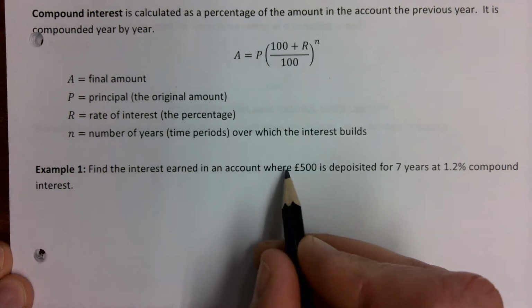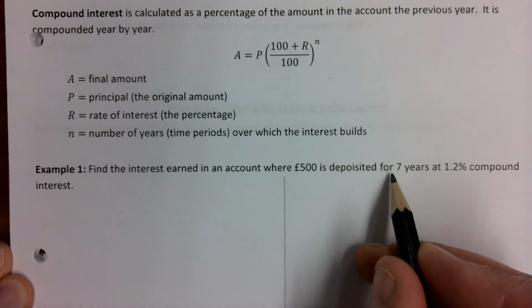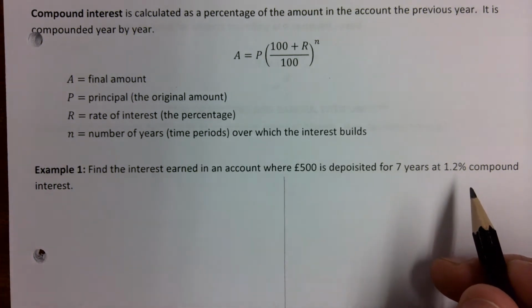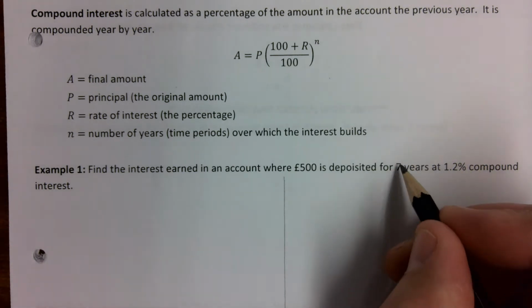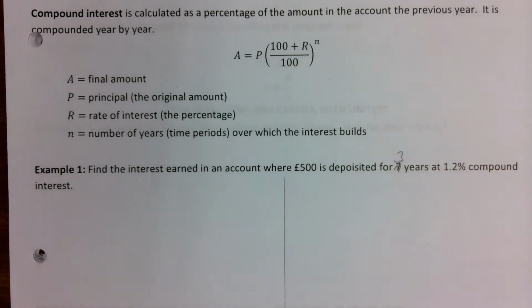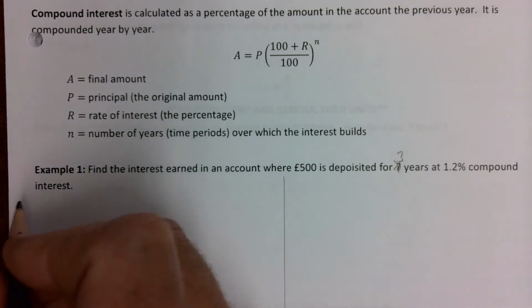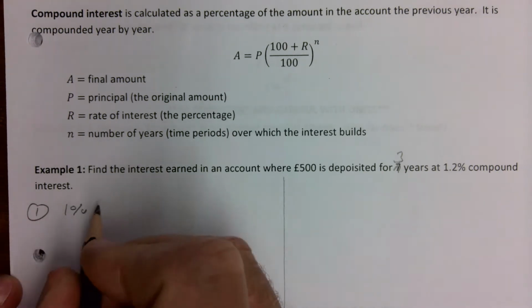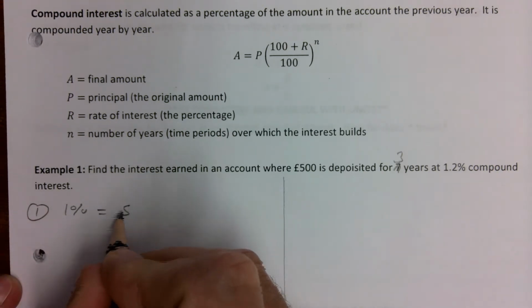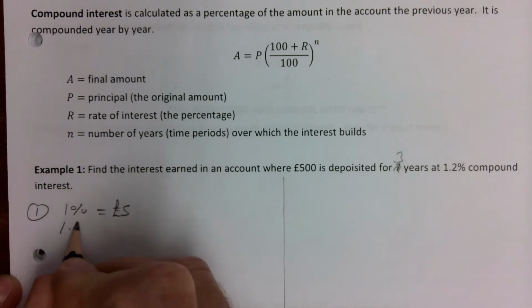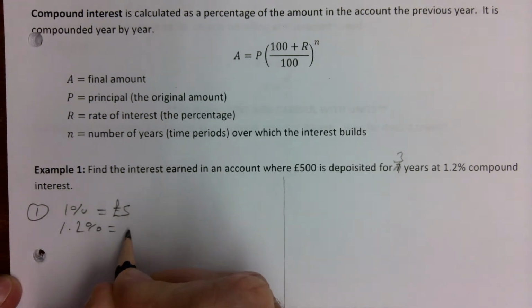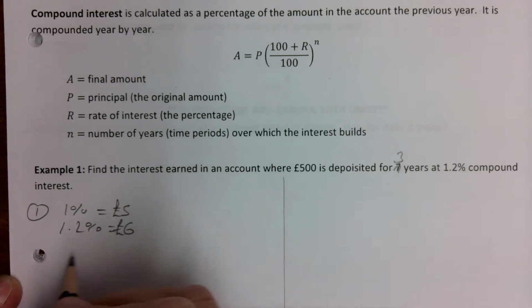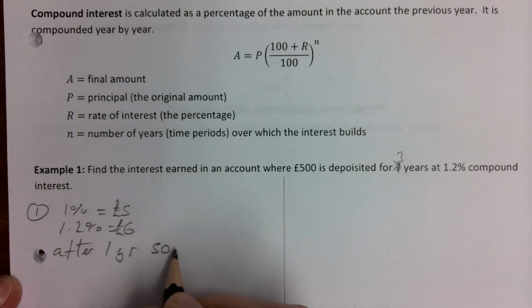Find the interest earned in an account where £500 is deposited for 7 years at 1.2% compound interest. That's not 7 years, that would be crazy, so we're going to go for 3 years, and hopefully we can work from there. We'd be there all day otherwise. So I would work out 1%. This is the first year, which equals £5, and then 1.2%, which equals £6. And so after 1 year, we have 500 plus 6, which is £506.